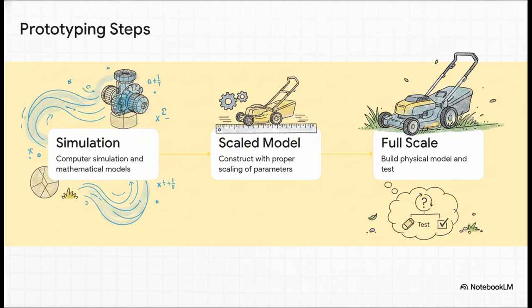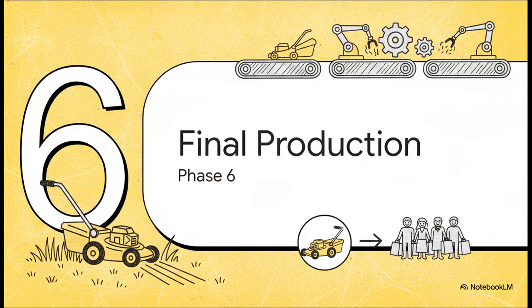And this is the moment of truth. If it clogs up with grass, or worse, throws rocks at our shins, we iterate backwards. We go back to detailed design, or even back to ideation, until that prototype works flawlessly. But let's say the prototype works. It cuts grass perfectly, safely, and efficiently in 15 minutes. We have successfully invented the lawnmower.